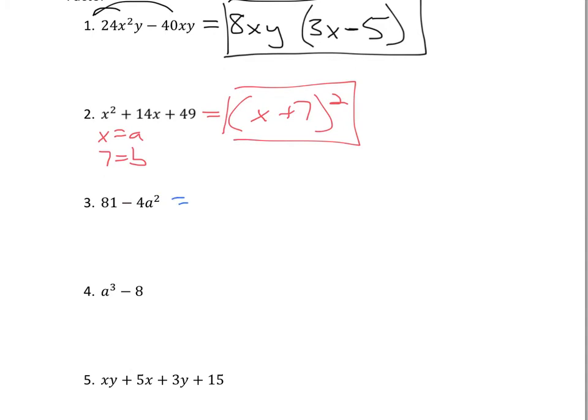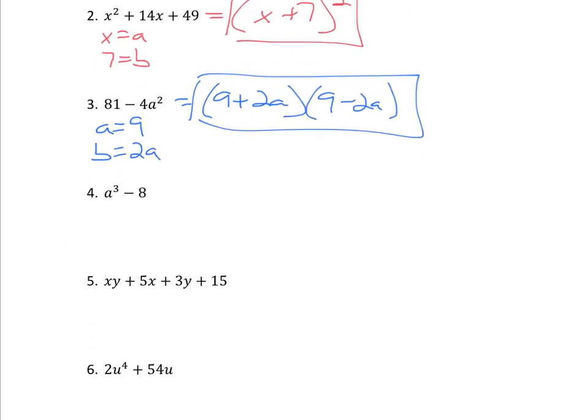So what's a and what's b? Well, a here is going to be 9, and b is going to be 2a. Those are the perfect squares, right? The square root of each of those. So we have a plus b, 9 plus 2a, times a minus b, 9 minus 2a.